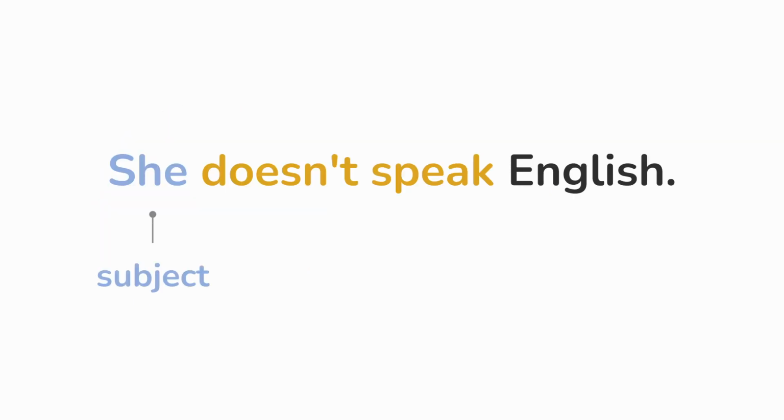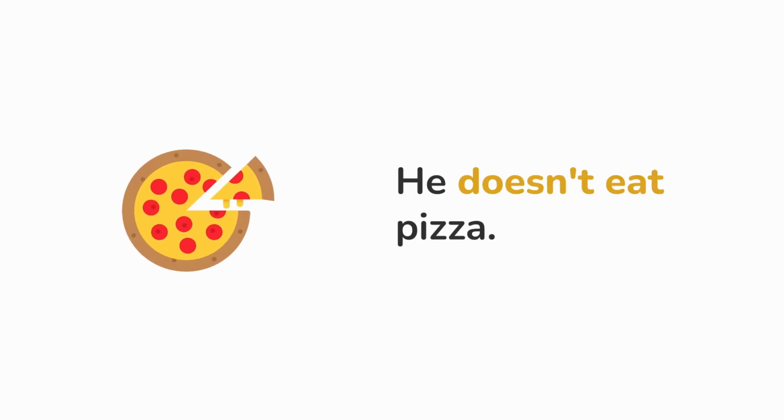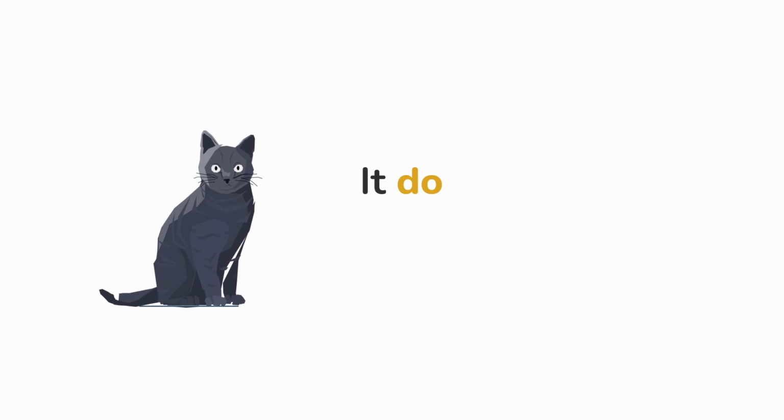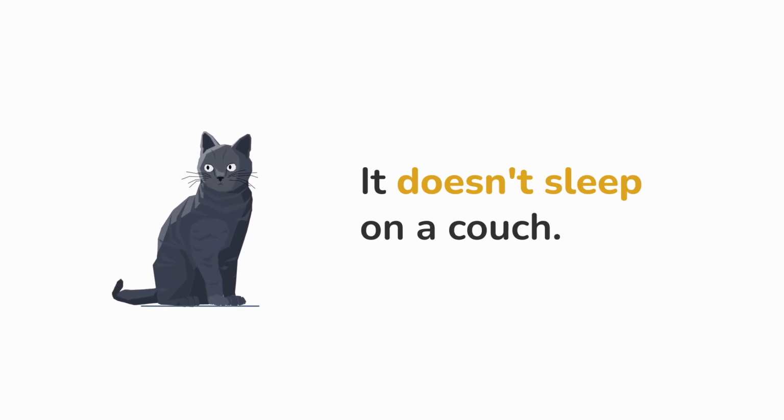We use doesn't when the subject is he, she, or it. For example, he doesn't eat pizza. She doesn't drink coffee. It doesn't sleep on a couch.